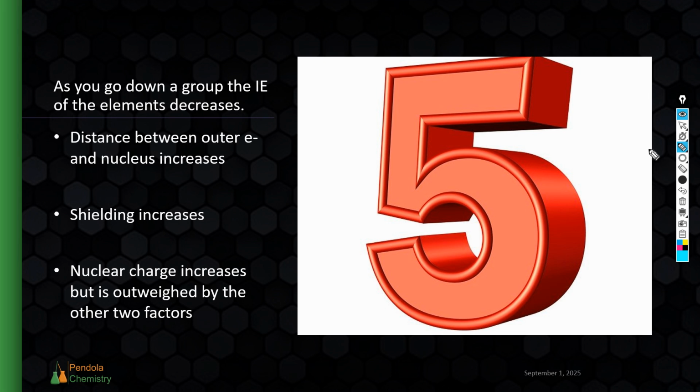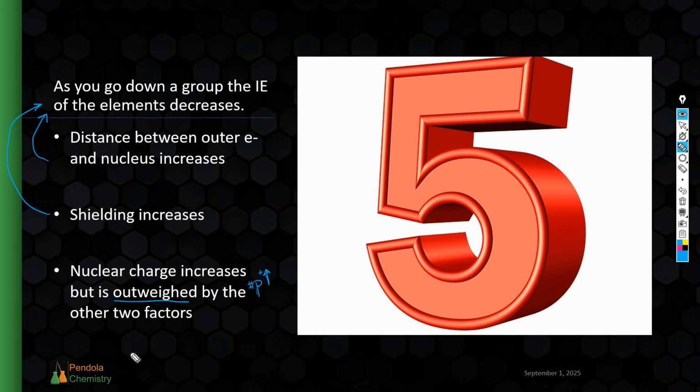Now, both of these factors, both the increased distance that is caused by the new energy level and the new shielding that's caused by the new energy level, are going to cause less attraction of the outer electrons or the valence electrons for the nucleus. And so these are going to outweigh the increase in nuclear charge. So we do have more protons in these elements because we're in a whole new group. That means we have added a whole new energy level and protons. But that is outweighed by the shielding and the distance.